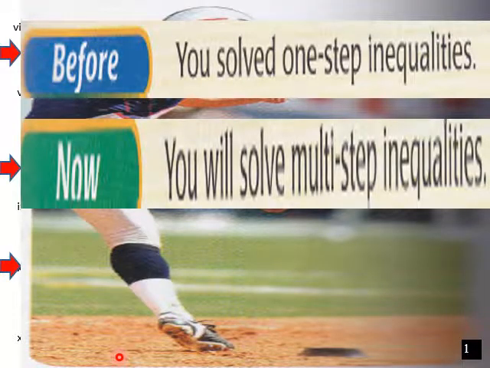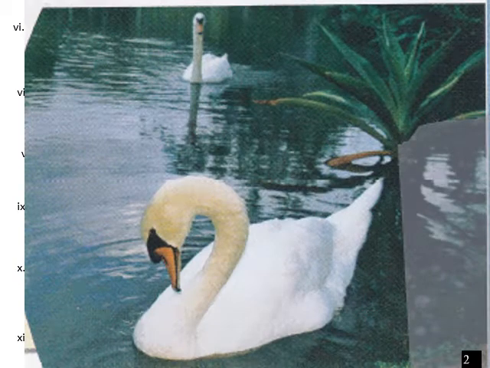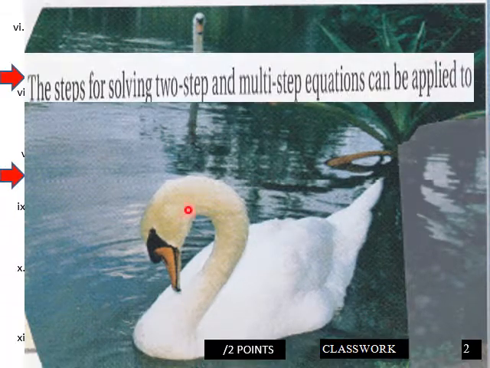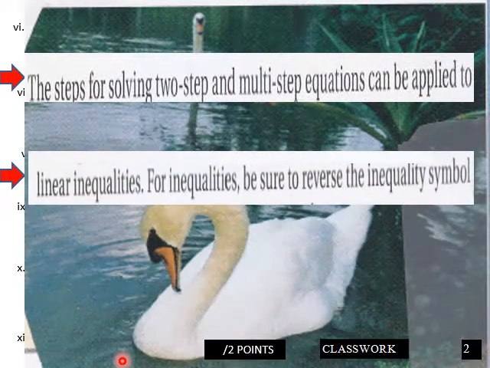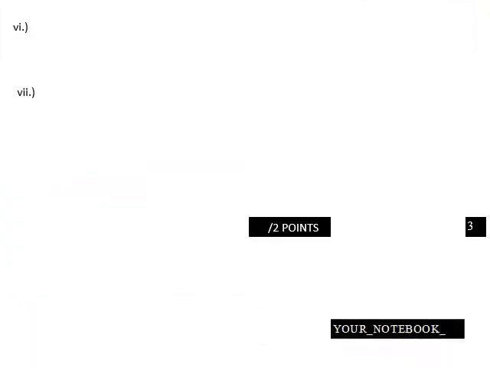You've solved one-step inequalities. You will solve multi-step inequalities, so you can compare animal habitats. So the steps for solving two-step and multi-step equations must be applied to linear inequalities. For inequalities, be sure to reverse the inequality symbol when multiplying or dividing by a negative number.